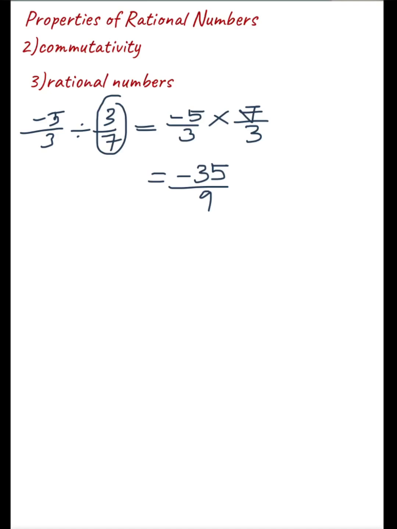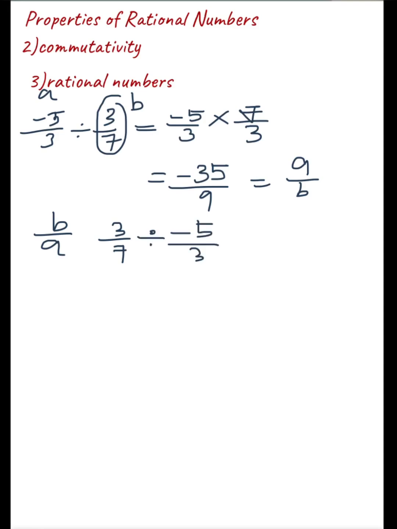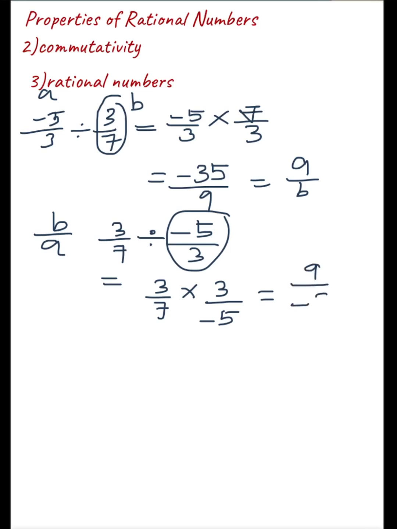Now let's check. This is A by B. Now let's see what is B by A. B by A means 3 by 7 divided by minus 5 by 3. This is our B and this is our A. So this will be equal to 3 by 7 into the reciprocal of this, which is 3 by minus 5. So what will the answer be? The answer will be 9 by minus 35.